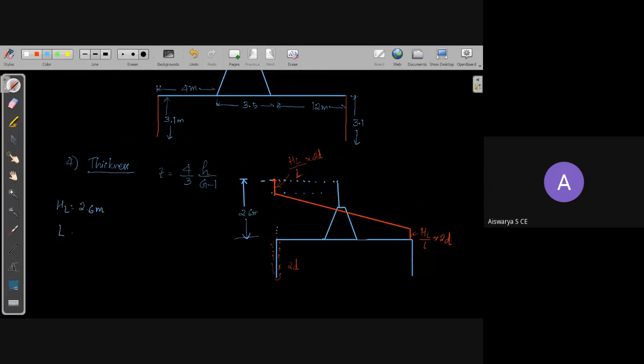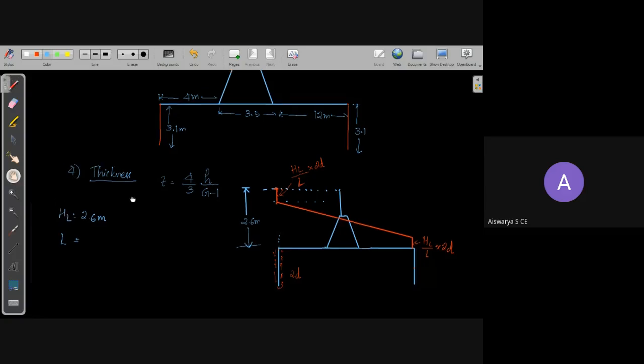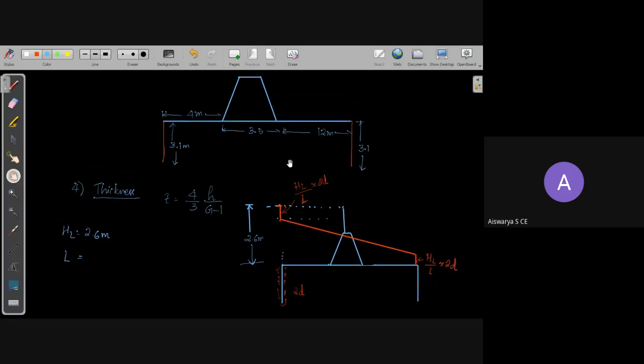Then L is the creep length. What is the total creep length we have provided here? Let us find the total creep length. How? 2D plus L1 plus B plus L2 plus 2D. What is the total creep length? 2 times 3.1 plus what is the value of L1? L1 is 4 and B is 3.5. L2 is 12 meter and 2 times D is 2 into 3.1.